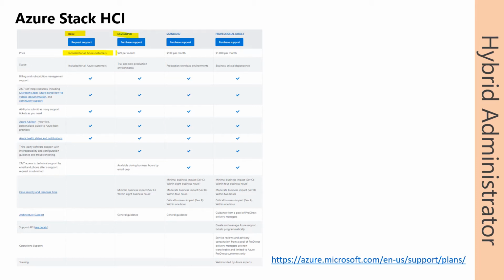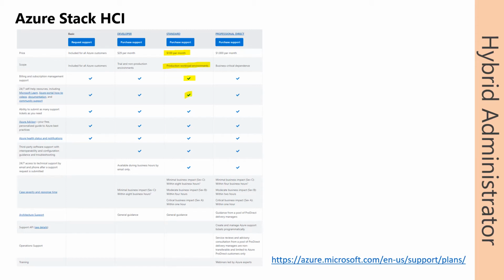The developer support starts with $29 per month. It's for trial and non-production environments. So you should start with the standard support. The standard support is $100 per month, not per cluster, not per node, per customer. So I decide to have standard support in my Azure environment. Now I have support for production workload environments. I have support for billing topics.